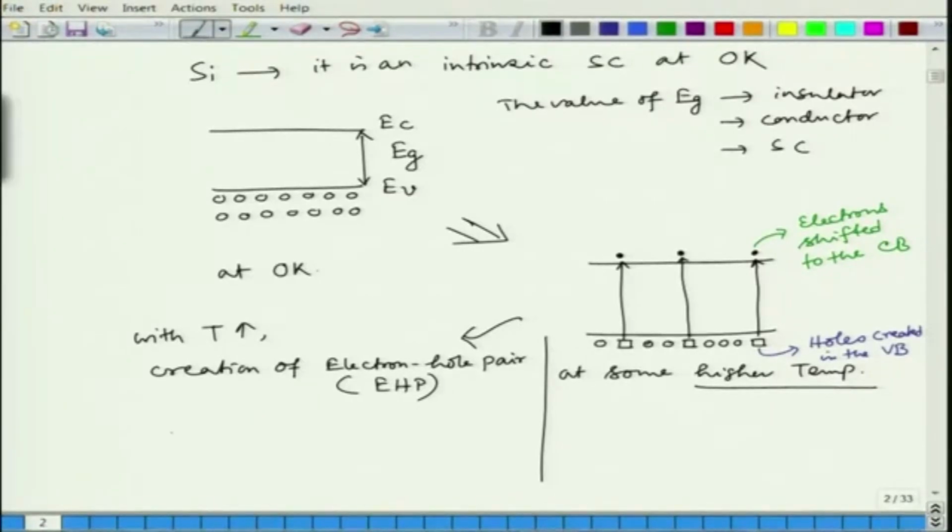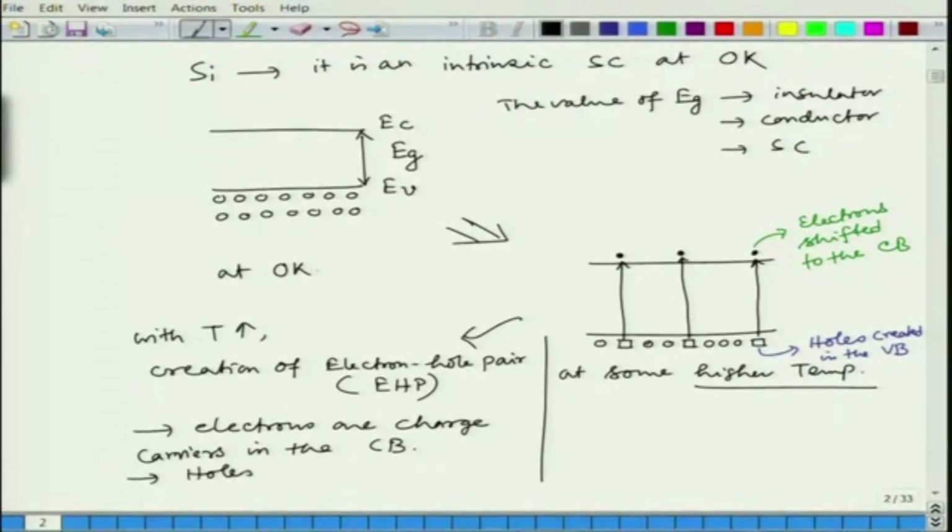Okay. So, these electron and hole, now, electrons are charge carriers in the conduction band, right, because as you see here the electrons are available in the conduction band, and similarly holes are charge carriers in the valence band, isn't it?